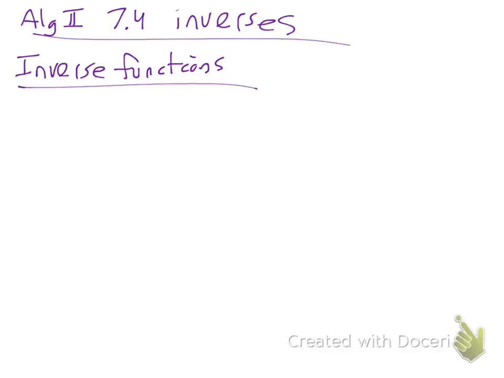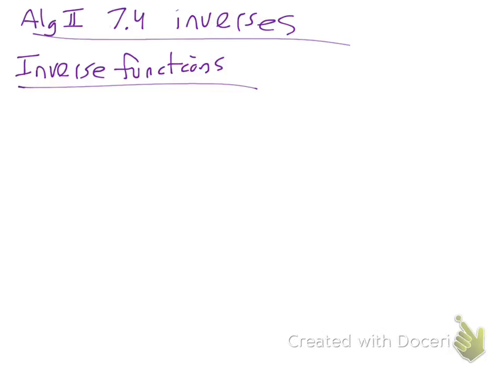Algebra 2, this is 7.4, inverses. Inverses, for us right now, is mostly linear equations, and it's really easy to find and to deal with. The first thing I want to talk about when we talk about inverse functions, though, is the fact that inverses are doing the opposite, right? So if I took 5 steps forward, the inverse would be 5 steps backwards.